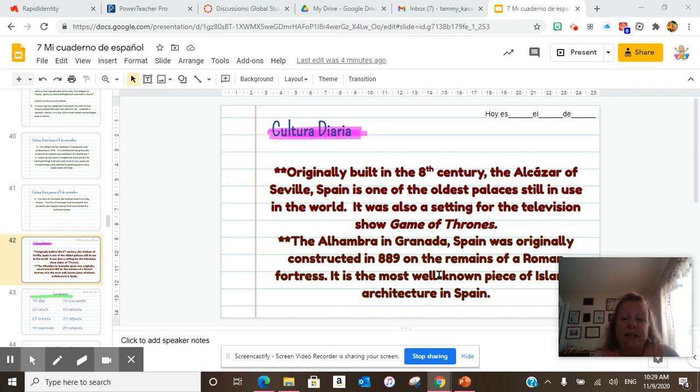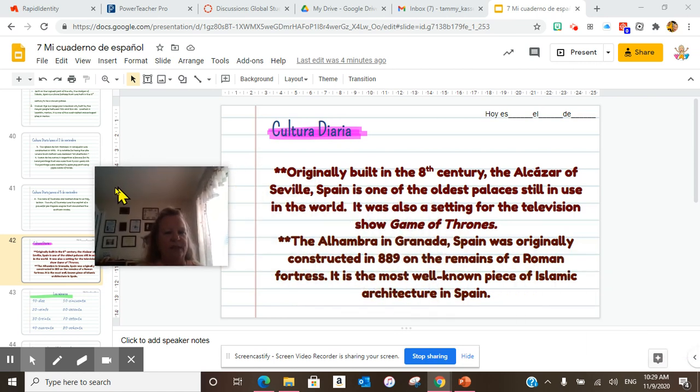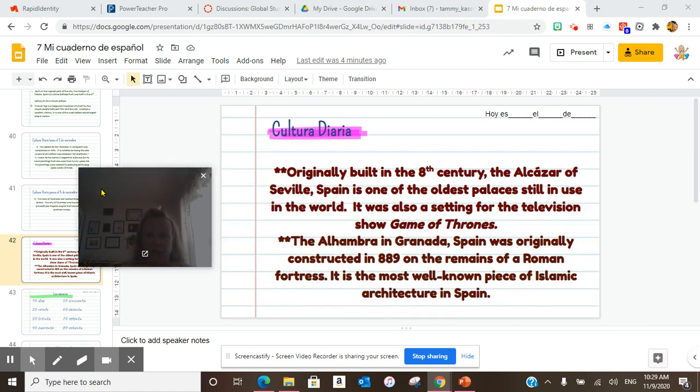The Alhambra in Granada, Spain was originally constructed in 889 on the remains of a Roman fortress. It is the most well-known piece of Islamic architecture in Spain. So if you will pause here, I will move myself. And if you will pause here to copy that down, this one right there.